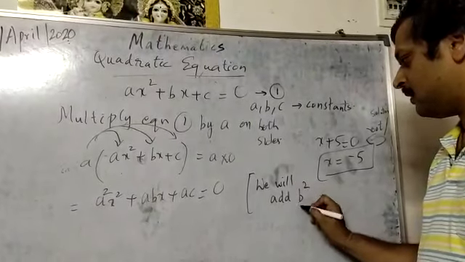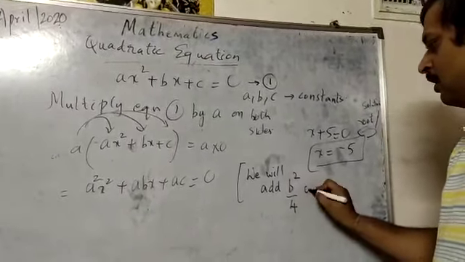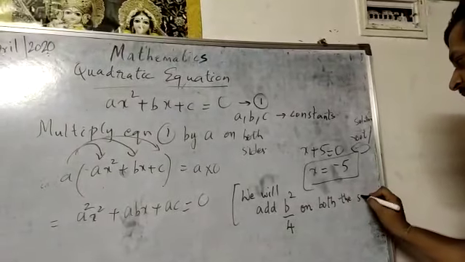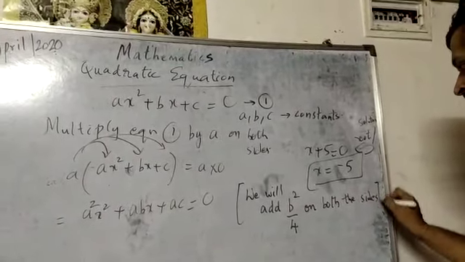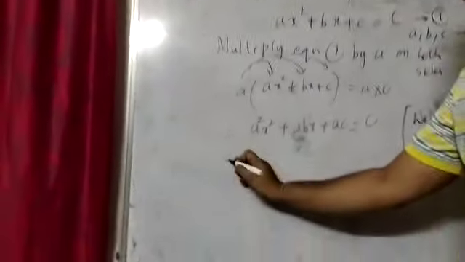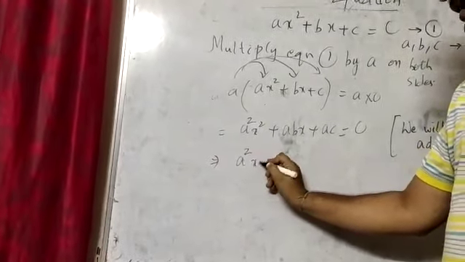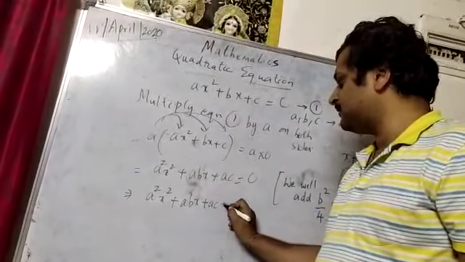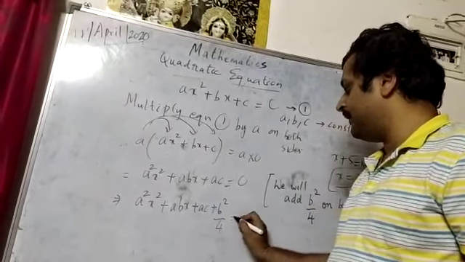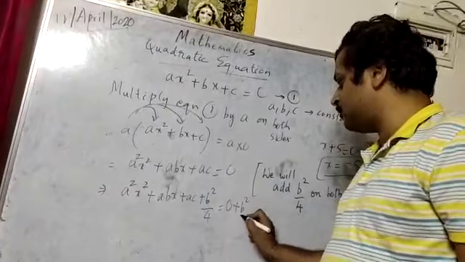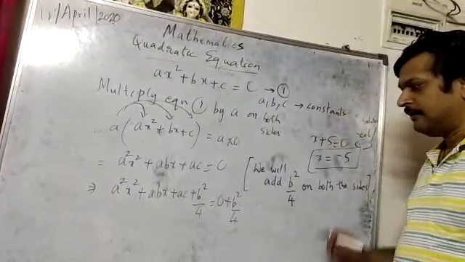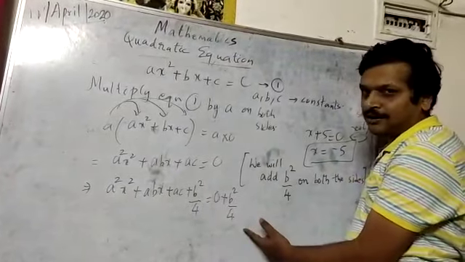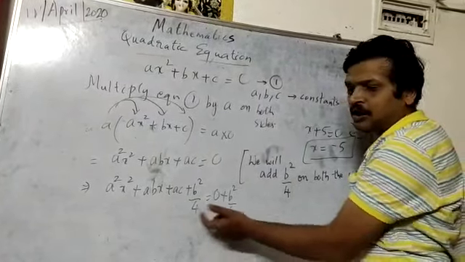Now next what we'll be doing is we'll add b square by 4 on both the sides. We'll get a square x square plus abx plus ac plus b square by 4 equals 0 plus b square by 4. Why we add b square by 4 is whatever term we add on the left side, the same term we add on the right hand side, then the equation will not change.